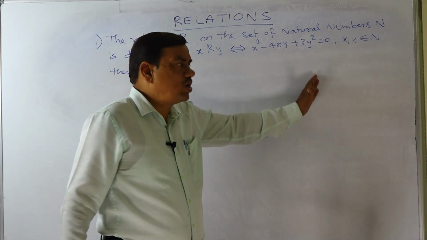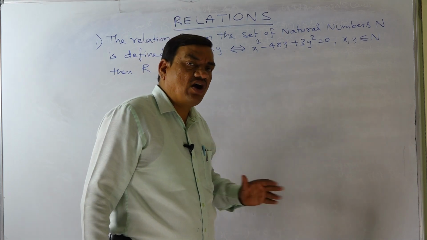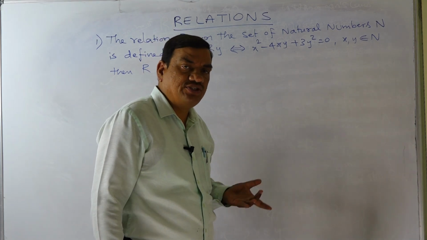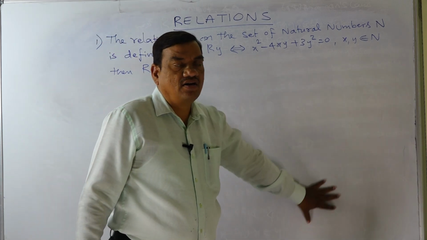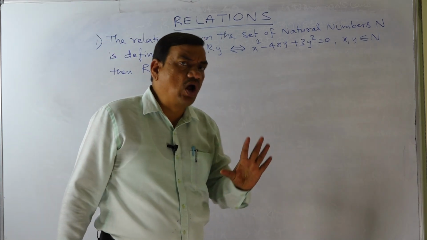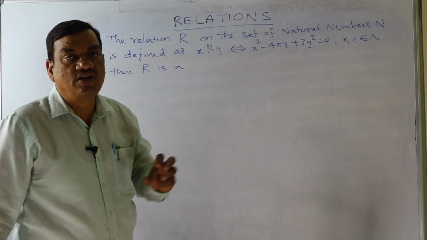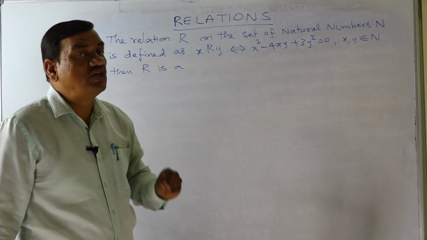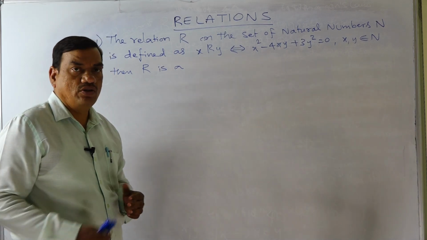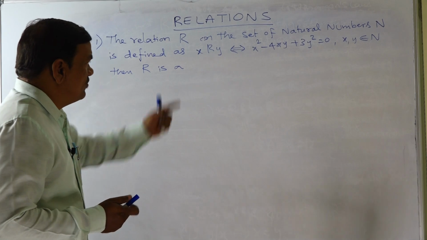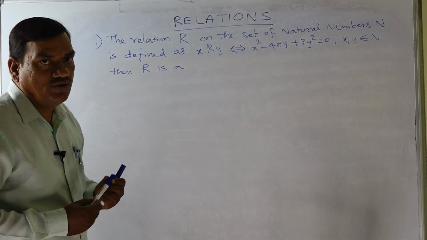The options are given, so we have to check whether R is reflexive, symmetric, transitive, or an equivalence relation. I am not writing the options here, but for almost all problems, this type of relation will be given, and we have to check whether it is reflexive, symmetric, transitive, antisymmetric, all those things. First of all, check whether it is reflexive or not.